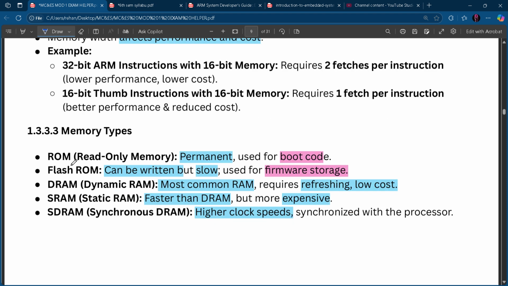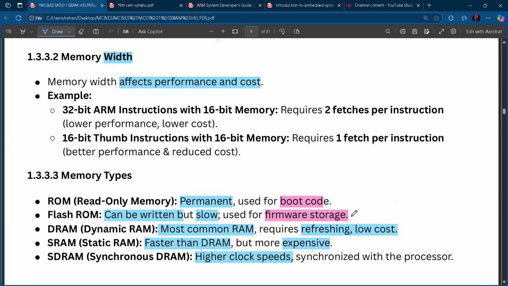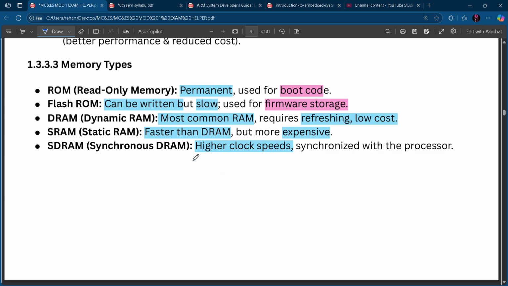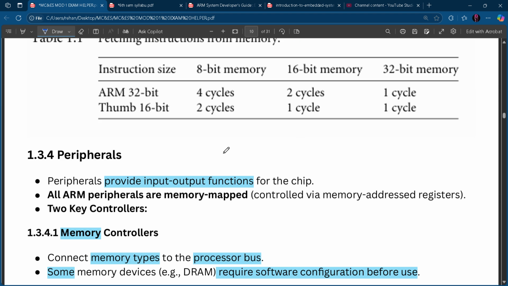Then you have memory types. You have ROM, read-only memory. Flash ROM is nothing but a little bit slower than the ROM. DRAM is nothing but the most common RAM. Requires refreshing, low cost. SRAM is nothing but static RAM. It is faster than DRAM but more expensive. SDRAM is nothing but synchronous DRAM, synchronous dynamic RAM. It has higher clock speed and it synchronizes with the processor. See, ROM is always permanent. It is used for boot code and so on.